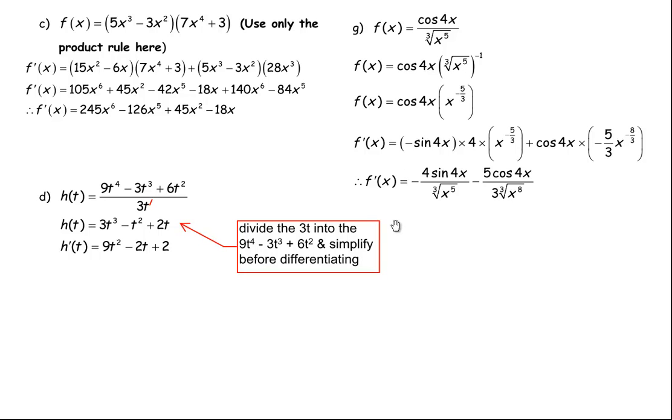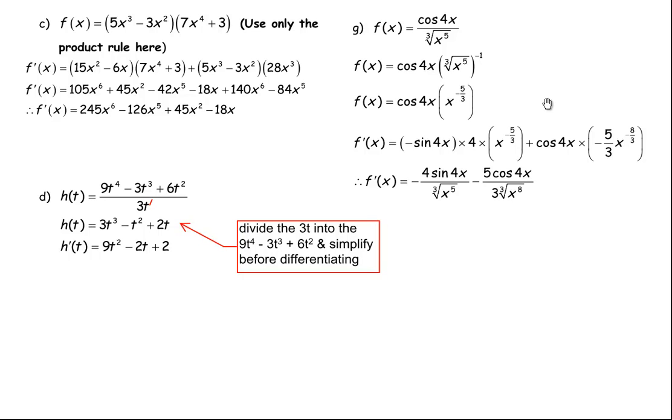And G, finally on this page, cos 4x over the cube root of x to the fifth. So I'm going to rewrite this as a product so I can use the product rule. So this would be x to the 5 over 3, and so when you bring it up, the sign changes. So that's why it's x to the negative 5/3. Maybe it's hard to see, but there's a negative 5/3 there.